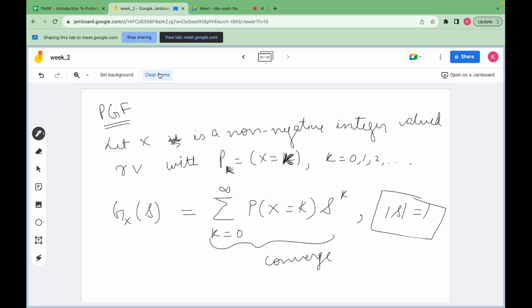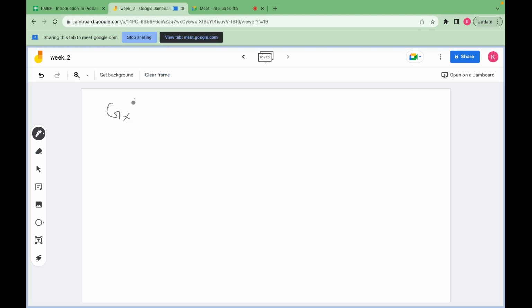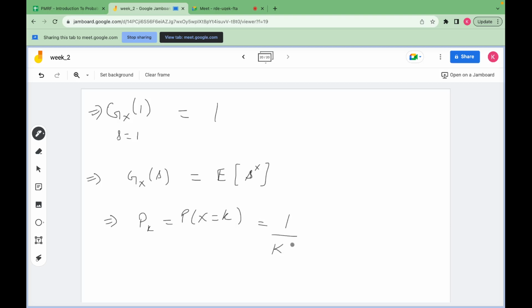Okay. So there are a few remarks for this probability generating function. For s equal to 1, this probability generating function is 1. Second, this is nothing but the expectation of s to the power X. Another remark is that probability that X is equal to k is 1 by k factorial times the k-th derivative of G_X at s equal to 0, where k is 1, 2, 3 and so on.